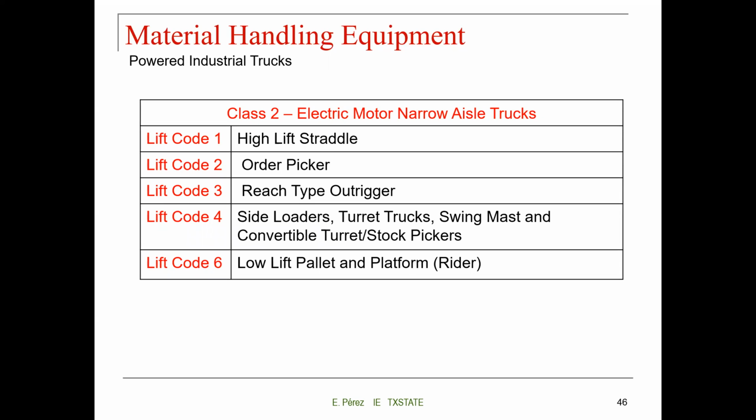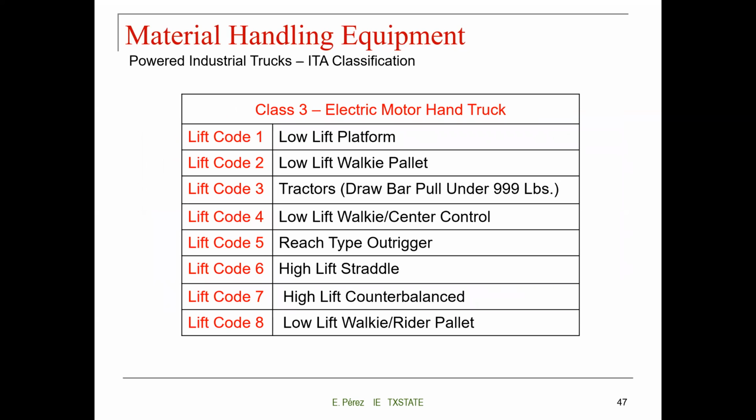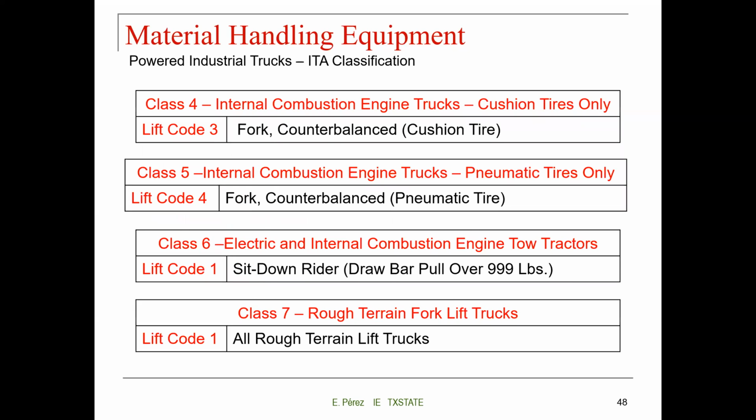This is class 2. So we have 6 lift codes for class number 2. Class number 3 has 8 codes. Class 4, we have fewer codes here. So lift code 3 for class 4. Class 5 has lift code 4. Class 6 has lift code 1. And class 7 also has lift code 1.